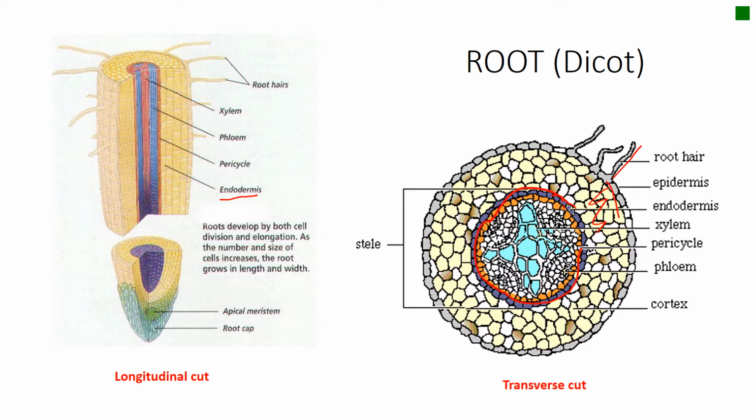At the center, which is the red one, these are the xylem tissue. Okay, so this in the cross section is the xylem tissue, and the xylem tissue are surrounded by the phloem. Okay, look at the longitudinal cut. Okay, these are the phloem.